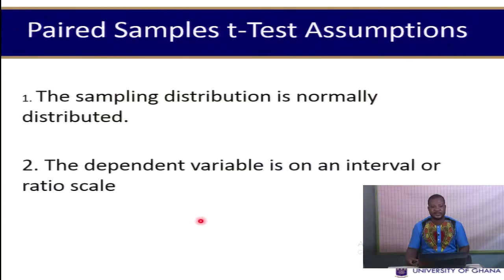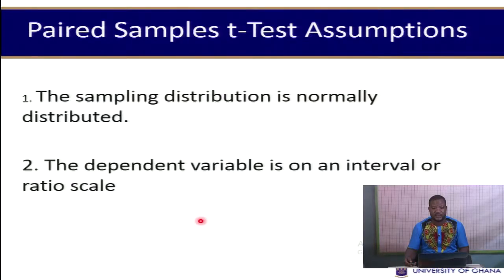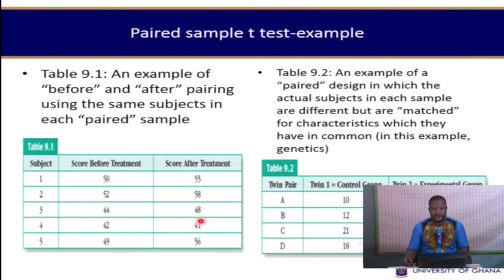So let's quickly look at the assumptions underlying the correlated t-test. One, already we know that the samples should be related, and we talked about the three instances in which they should be related. Now the next thing is that the distribution should also be normal. It should follow the normal curve. And then the dependent variable, the DV, should be measured on an interval or ratio scale. So these are the assumptions that have to be met for us to run the correlated t-test.